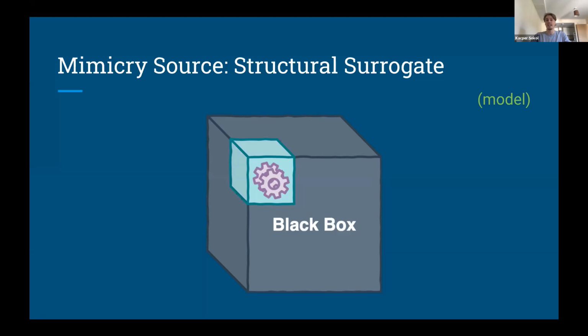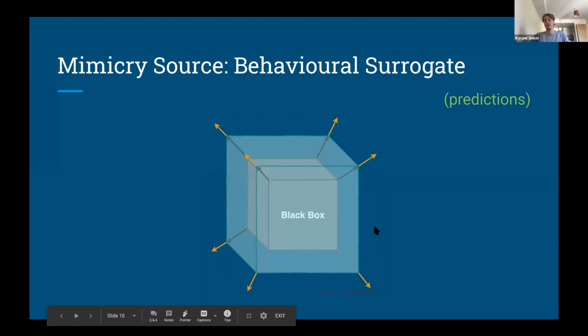and you use the actual behavior of the model to explain it. You use the structure of the tree. Then you have behavioral surrogates, where you do not care about what's happening inside the black box. You just observe how it behaves and try to replicate that process.